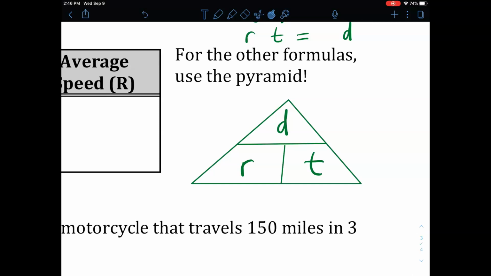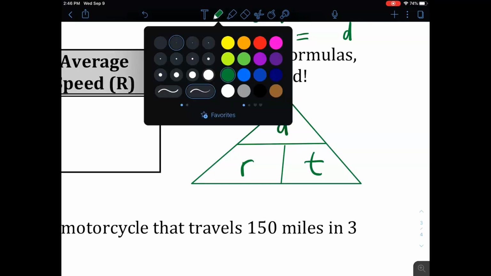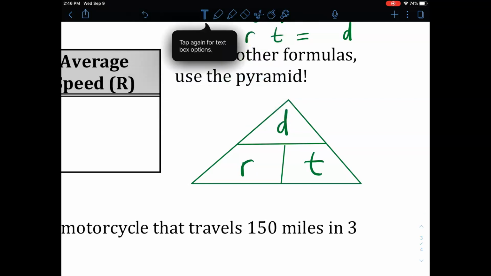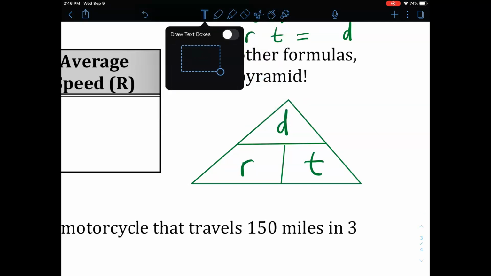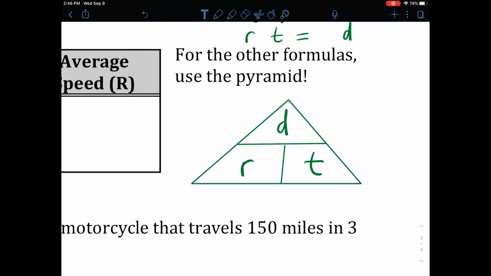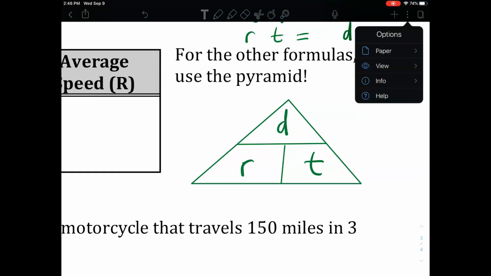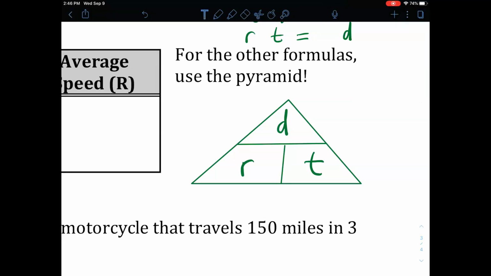So let me see if I can do a shape here. Can I do a shape? I don't think I can do shapes here really, but if you guys have used Notability before and can help me with that, it'd be great.